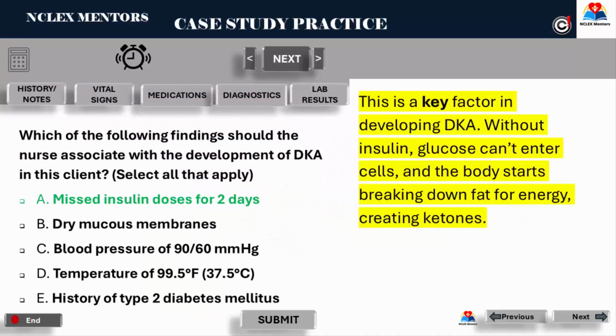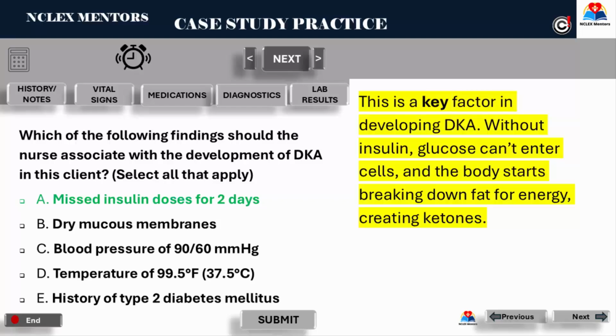Question 2. Analyze cues. Which of the following findings should the nurse associate with the development of DKA in this client? Select all that apply. A. Missed insulin doses for 2 days. B. Dry mucous membranes. C. Blood pressure of 90/60 millimeters of mercury. D. Temperature of 99.5 degrees. E. History of type 2 diabetes mellitus. Let's go through each option.